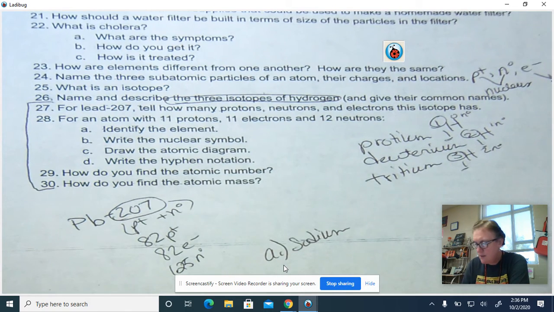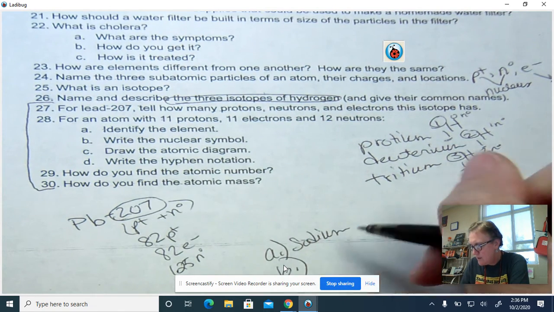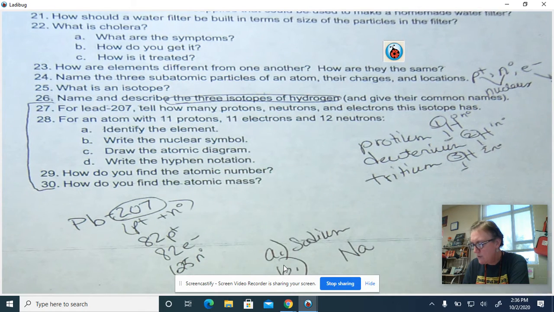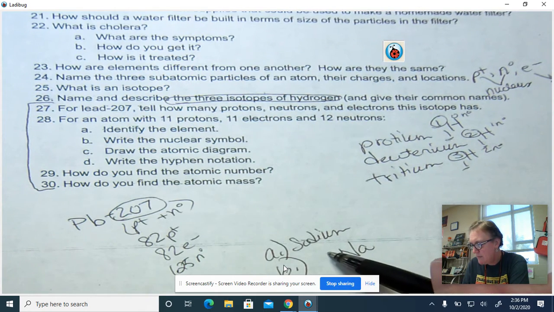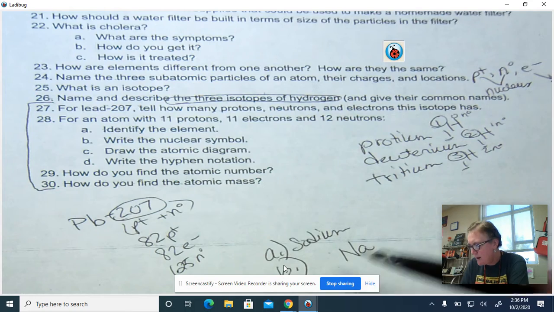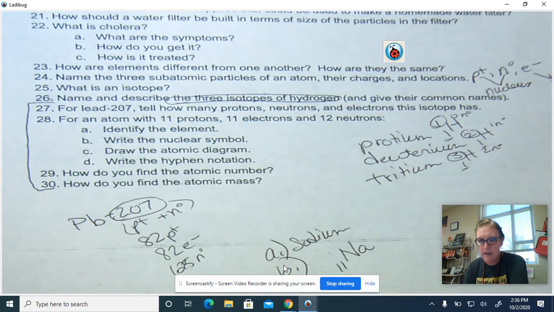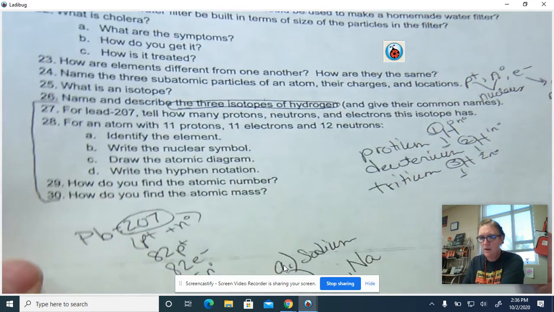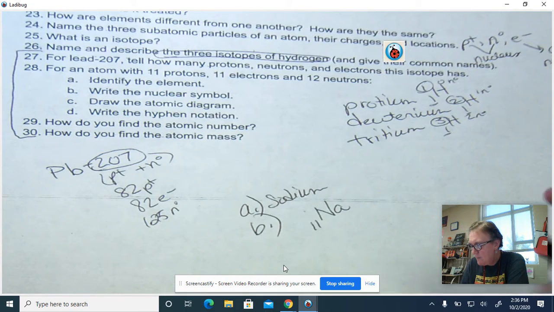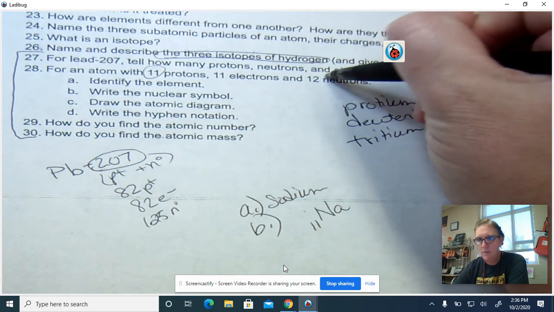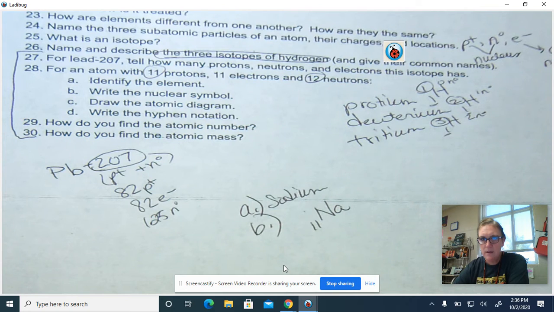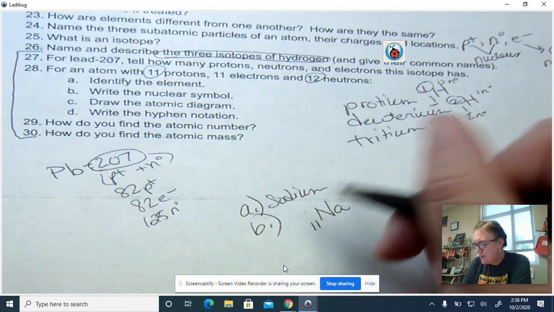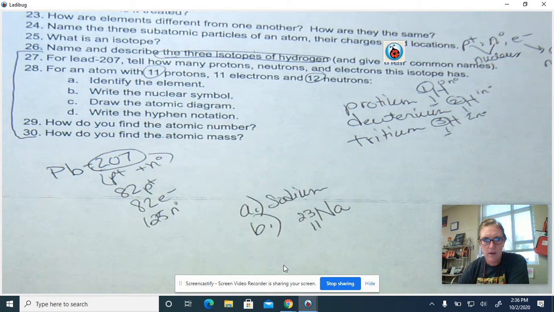And it says write the nuclear symbol. So Na, the nuclear symbol means you're going to have the atomic mass on top and the proton number on the bottom. So my protons, we said you have 11. And then on top, how do you get mass number? You add protons plus neutrons. So I'm going to add protons plus neutrons. So that's going to be 23 on top for this isotope.